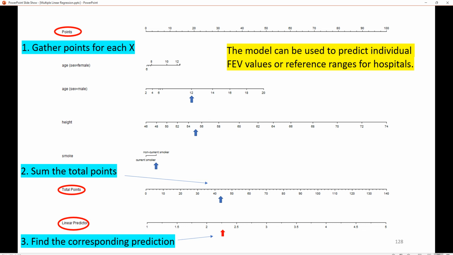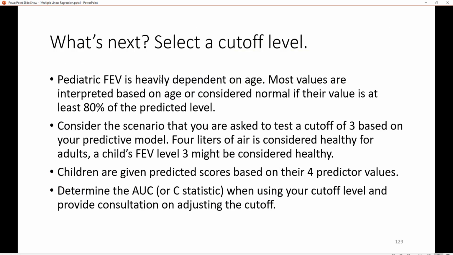That's why this bar is wider than it is for girls. Okay, so what's next? We can select a cutoff level. The pediatric FEV is heavily dependent on age. Most values are interpreted based on age or considered normal if their value is at least 80% of the predicted level. Consider the scenario that you are asked to test a cutoff of 3 based on your predictive model.